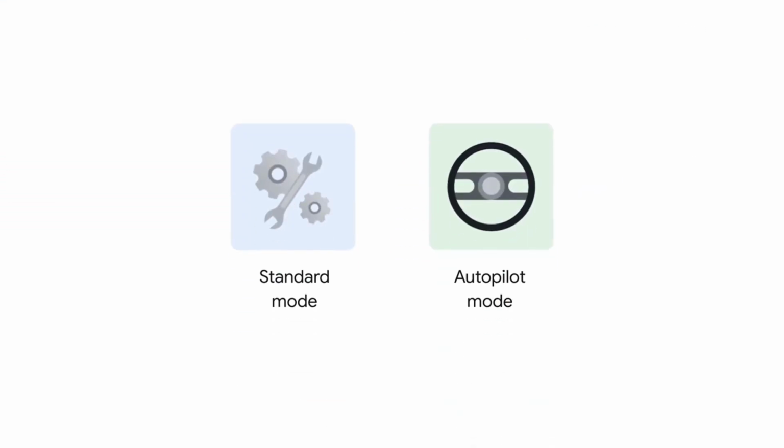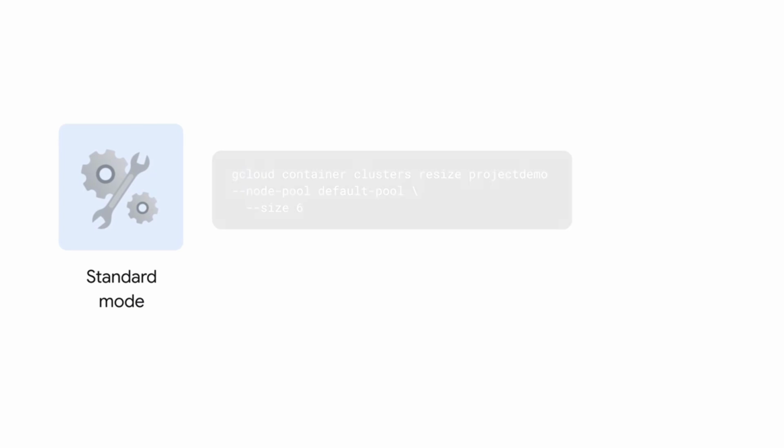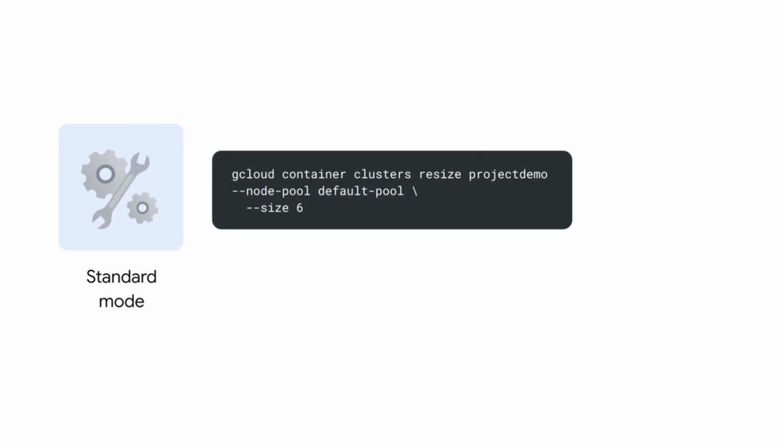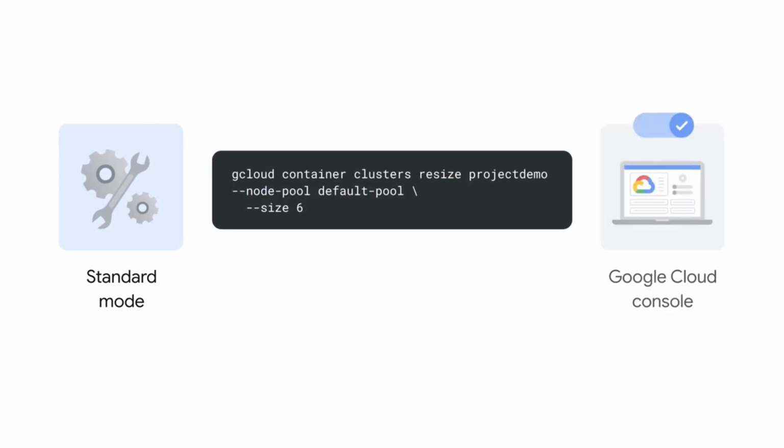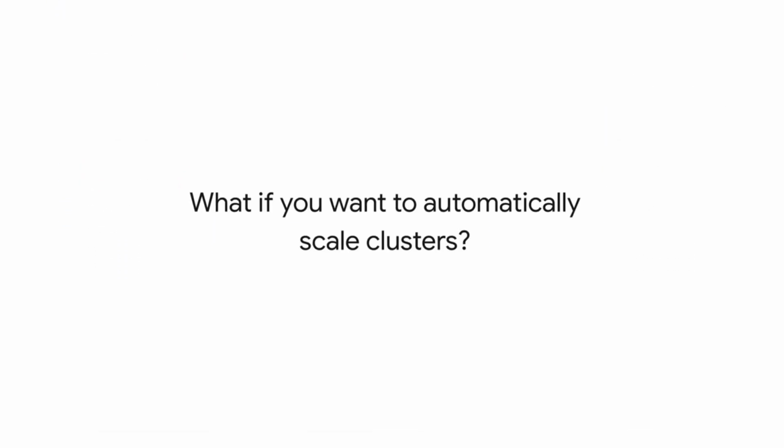As stated previously, a cluster can be resized manually or automatically. You can resize a cluster in standard mode by manually entering the resize gcloud command or by using the Google Cloud Console. The resize command will remove instances at random, and running pods will terminate gracefully. And what if you want to automatically scale clusters?